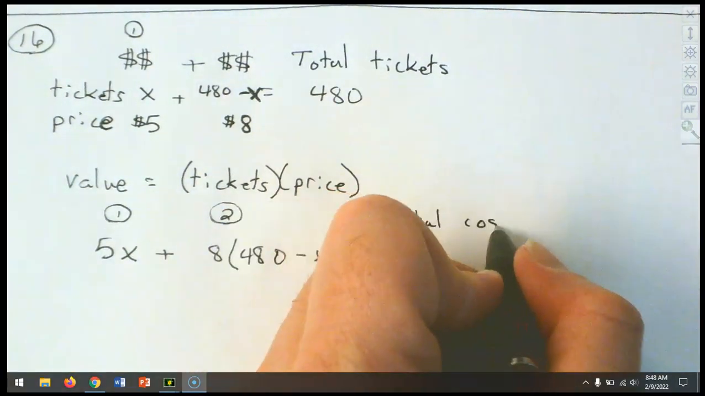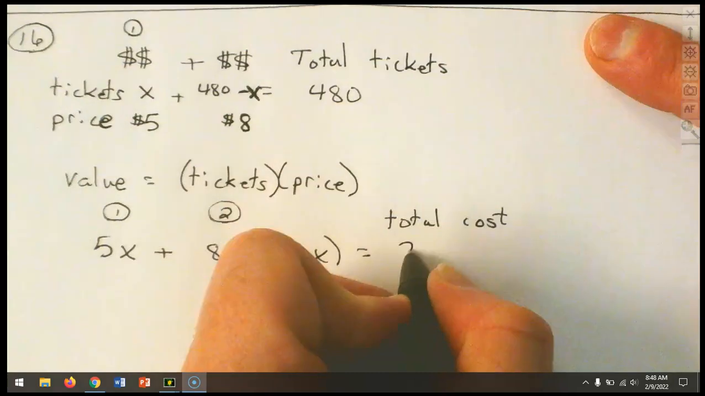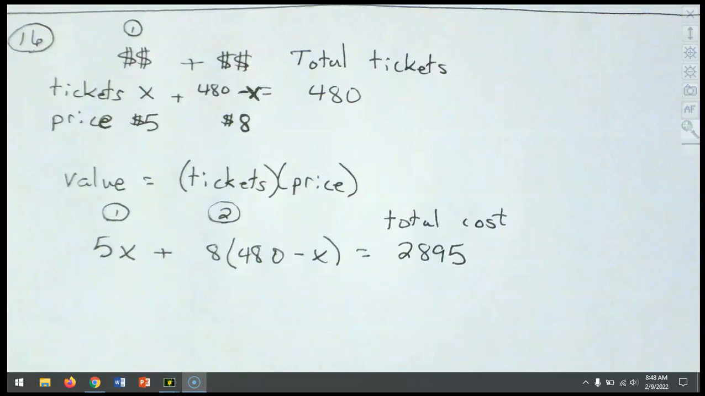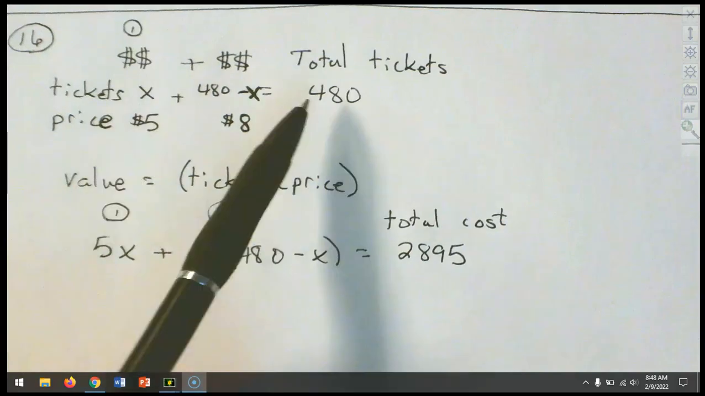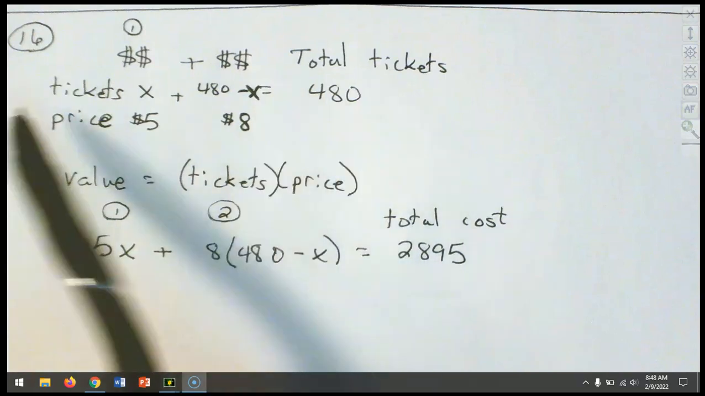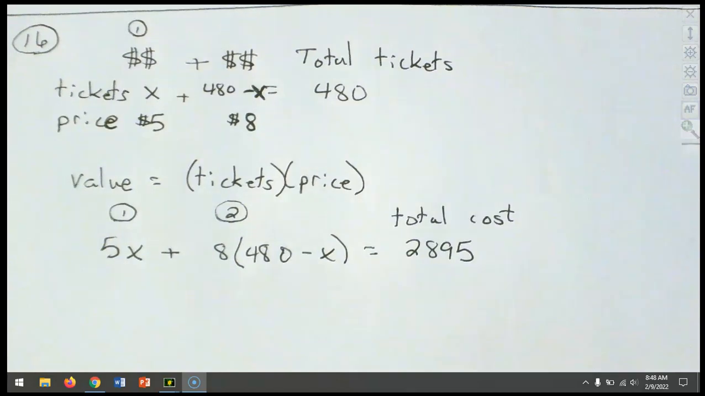And over here, we're looking at the total cost of all the tickets. Now, you can, again, label them however you want. Total value, total cost. How much did all the tickets put together cost? From our question, the total cost of all the tickets put together was $28.95. So that's going to go over here. Okay, is everyone okay with how I set that up? Now again, where do students make the mistake? They get the 480 and the $28.95 mixed up. So make sure you know, total tickets goes down here, total cost is down below.